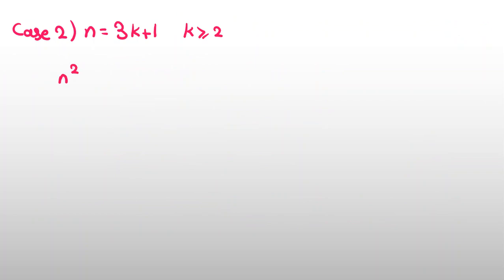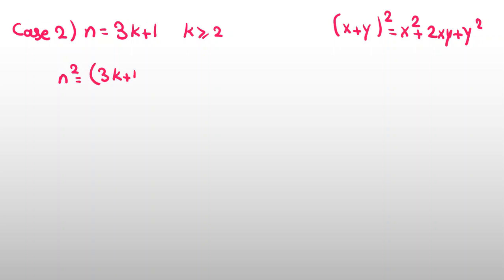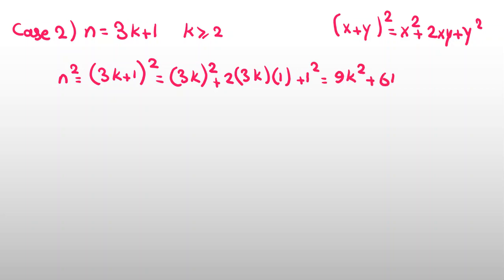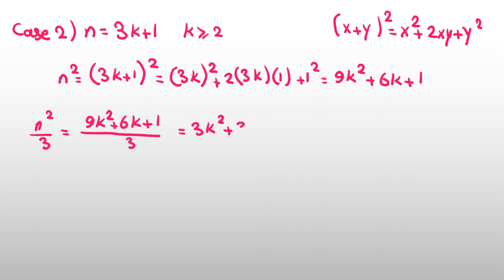Now, you should calculate n squared. From the identity, you should memorize this identity: x plus y squared is x squared plus 2xy plus y squared. So n squared is 3k plus 1 squared, which will be 3k squared plus 2 times 3k times 1 plus 1 squared, which is 9k squared plus 6k plus 1. Now, if I consider n squared over 3, it will be 9k squared plus 6k plus 1 all over 3, which will be 3k squared plus 2k plus 1 over 3.